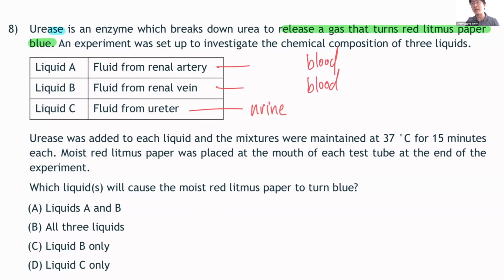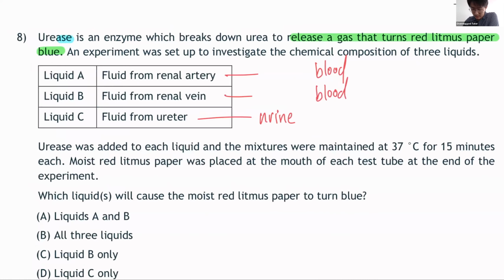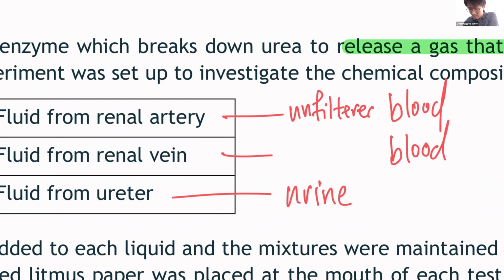But I want to differentiate these two bloods. What kind of blood is it? Think about it. Renal artery, A for away, away from the heart, brings blood from the heart to where? The kidney, right? One function of the kidney I want to look at is that the kidney filters blood. So therefore, renal artery is unfiltered blood. And hence, renal vein, filtered blood.